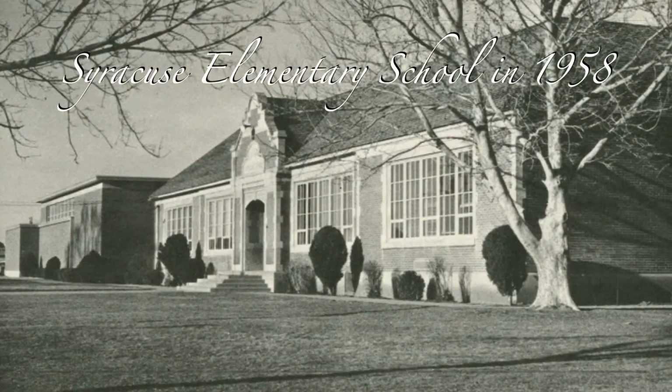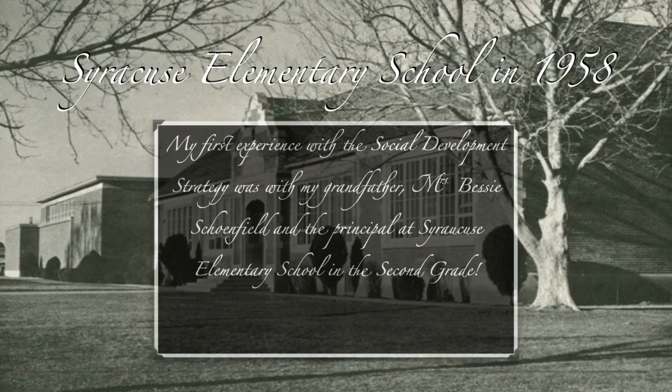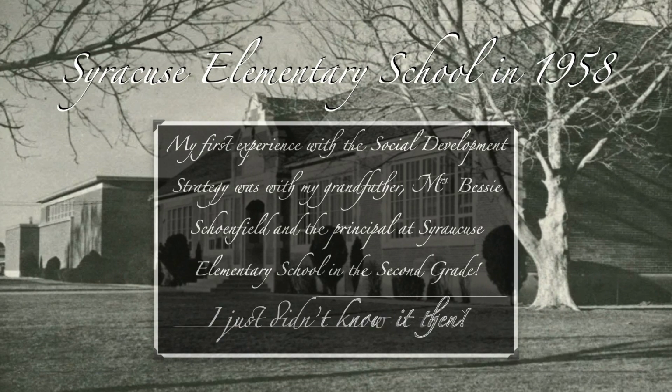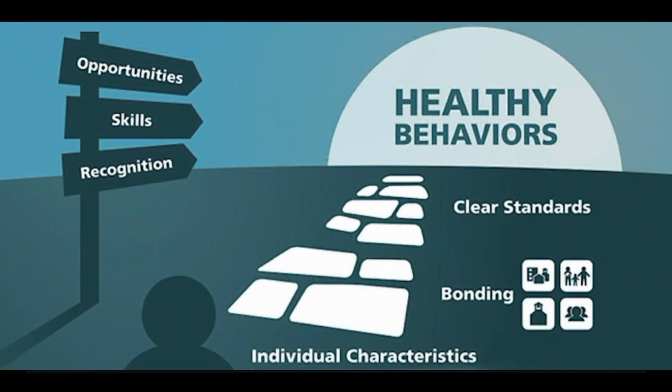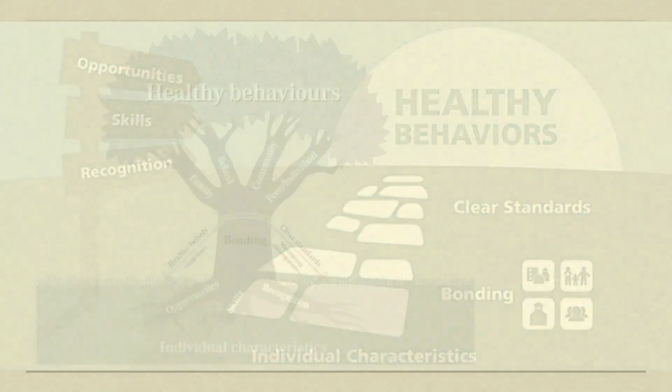So this is the Syracuse Elementary School back in 1958. It was my first experience with the social development strategy, and it was with my grandfather, Mrs. Bessie Schoenfield, and the principal at Syracuse Elementary School in the second grade. I experienced it then, the social development strategy, but I just didn't know it. Now, I showed you this drawing at the beginning, but I would like to change, and I would like to use something that looks like this.